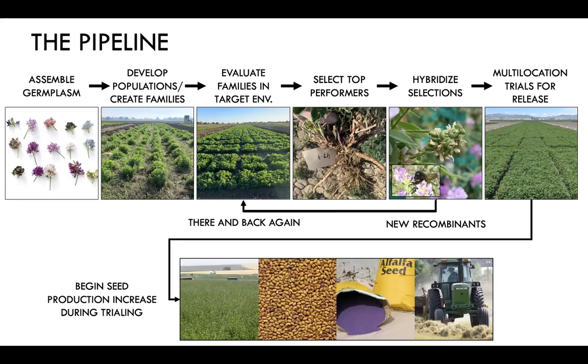So during this period of evaluation, there's a concurrent increase of seed so that seed's available when a cultivar is ultimately released, and you don't wait several years to produce seed once you have a cultivar that's worthy of being commercialized.